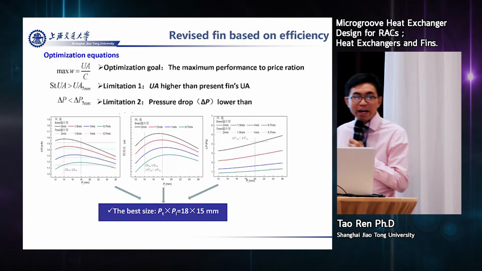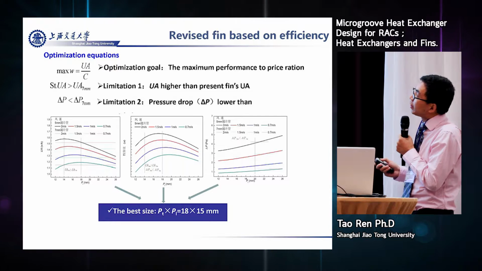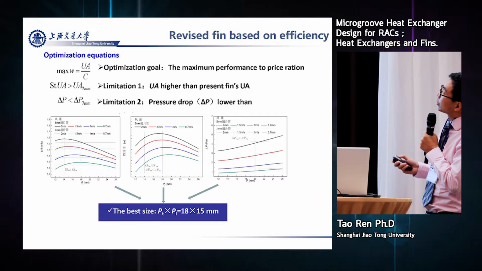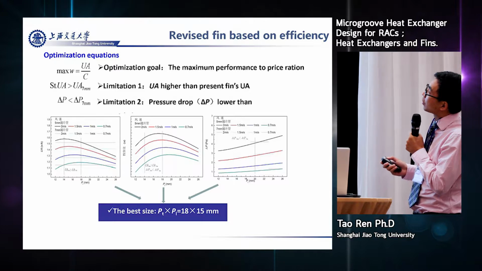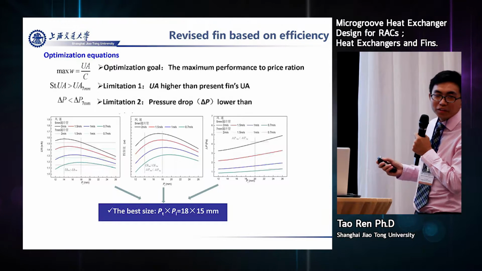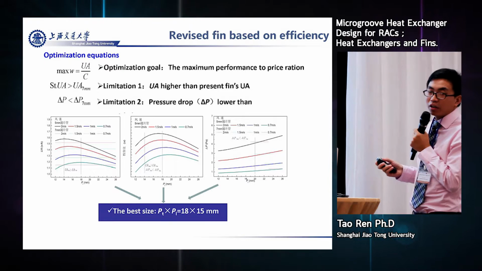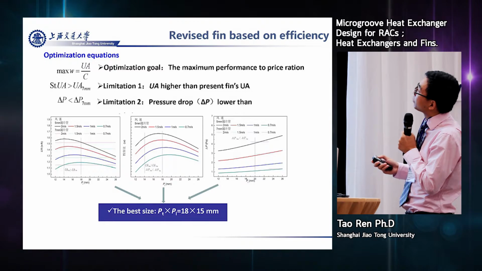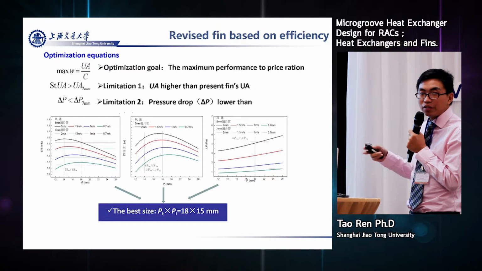So we only want to get the best performance and pay the lowest cost. So what kind of design is good? This pushes us to think about this question. Our situation is that we want to maximize our UA and spend the lowest cost, and we want our pressure drop for the 5 millimeter tube to be lower than the 7 millimeter. So this pushes us to think more about the fin designs.